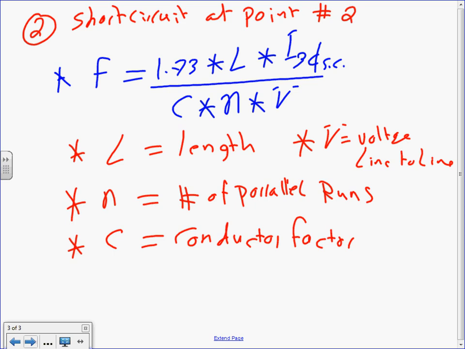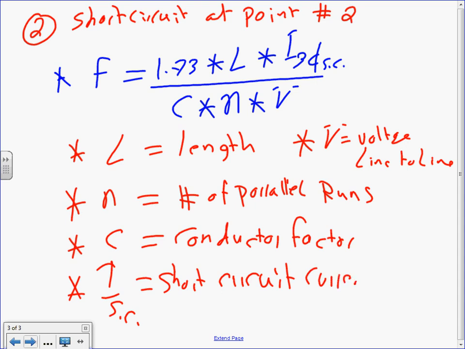So this is I. Let's put the I as long as we're on it. I short circuit: this will be the short circuit current, three phase. Short circuit current three phase, or three phase short circuit current. Cool?